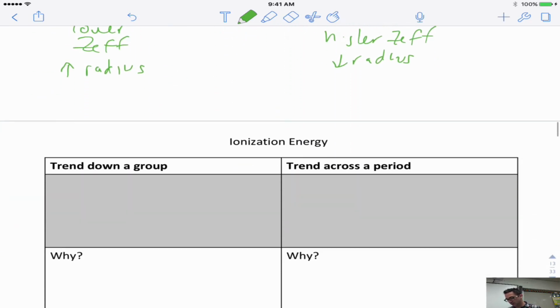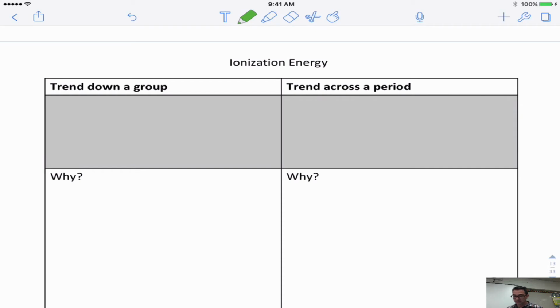Okay, so let's move on to ionization energy. Ionization energy, remember, is the energy to lose an electron. When you go down a group, the ionization energy will decrease. And when you go across a period, the ionization energy generally increases, but we'll talk about the exceptions. So why does the ionization energy decrease? Well, the valence electrons are further away.